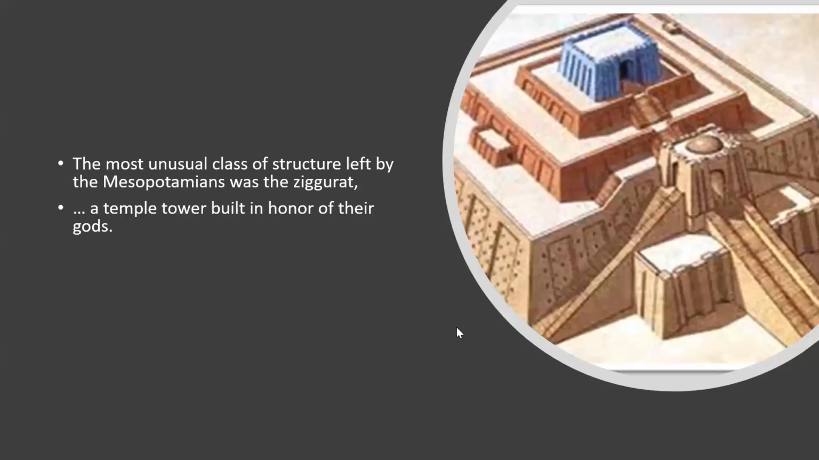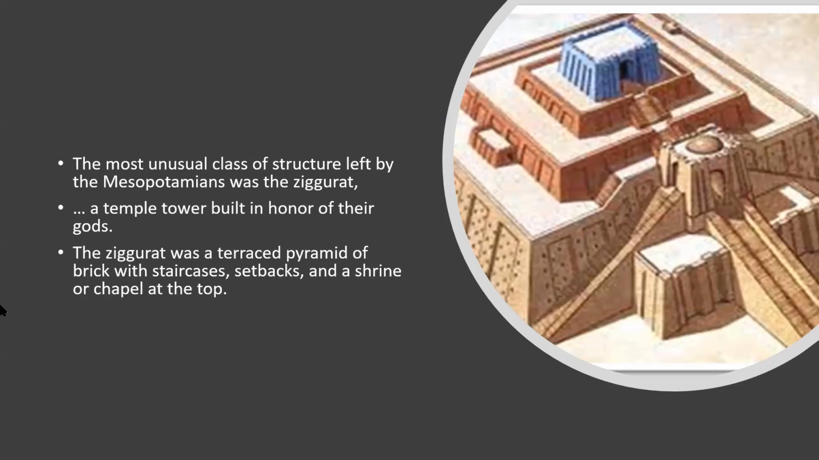The next one, the most unusual class of structure built by the Mesopotamians was the ziggurat. This is a ziggurat. A ziggurat is a temple tower built in honor of their gods. So it is a temple tower, menara kuil, yang dibuat untuk memuja dewa-dewa. So, what do you think about the construction of the ziggurat?